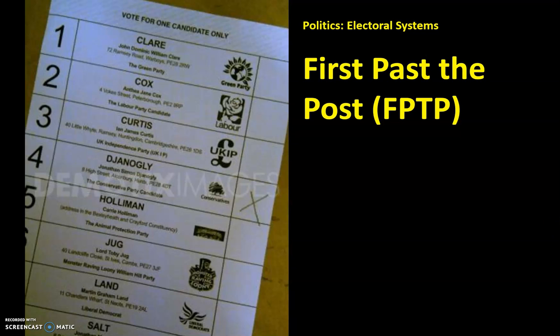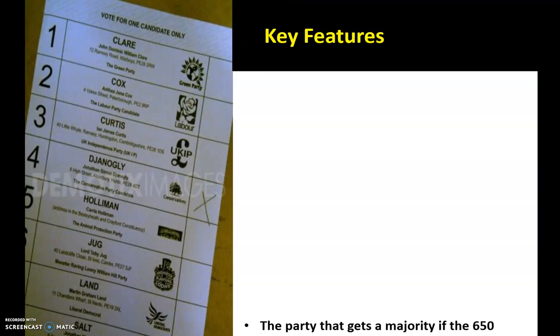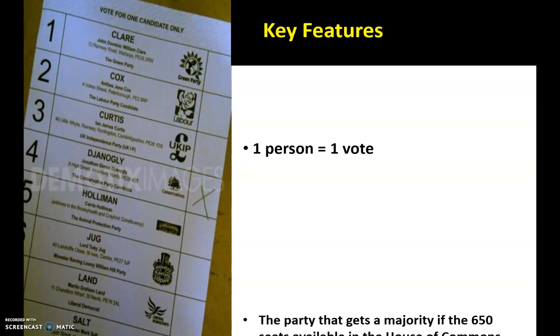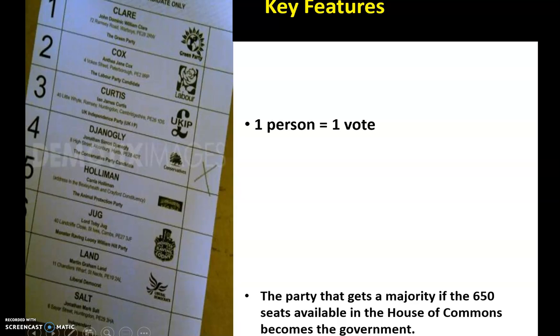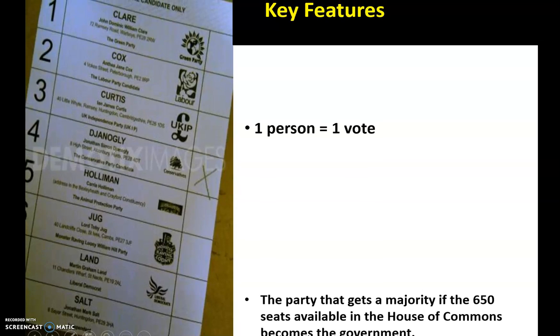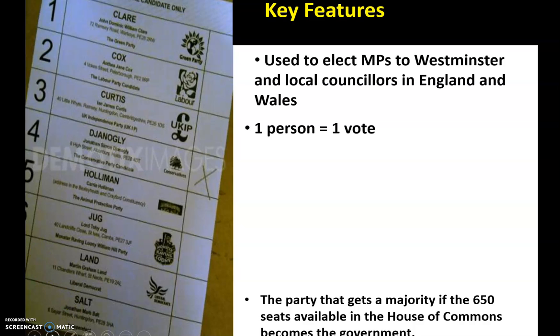As I say, it's used for voting MPs in Westminster. Okay, ignore the bottom bit just for now. With this system, some of the key features are every individual who is eligible to vote gets one vote. Okay, not every voting system has this. It's used to elect MPs to Westminster, as I said before, and they have single member constituencies.